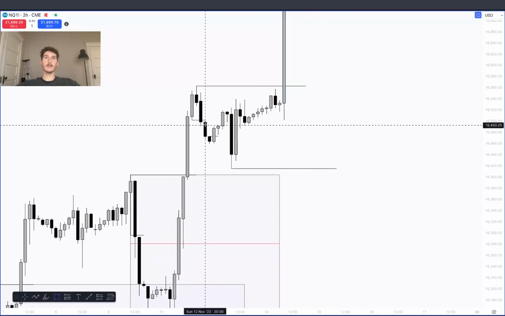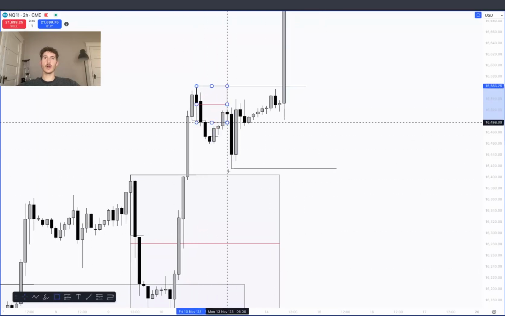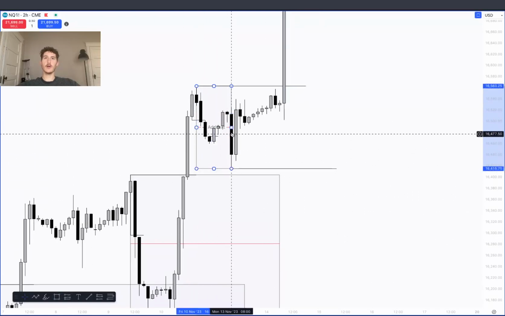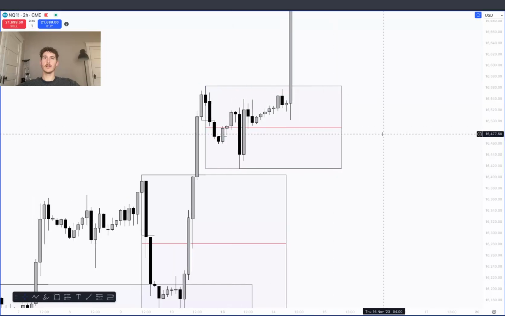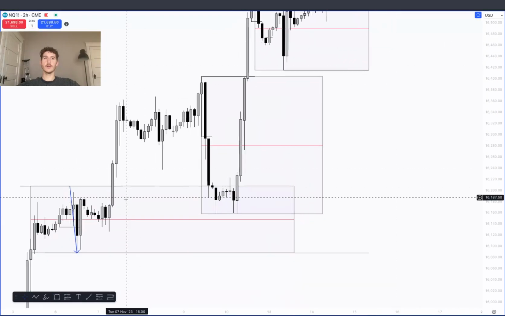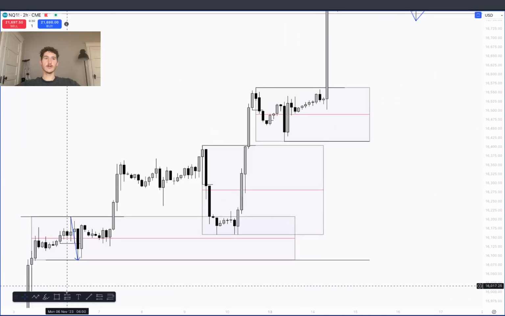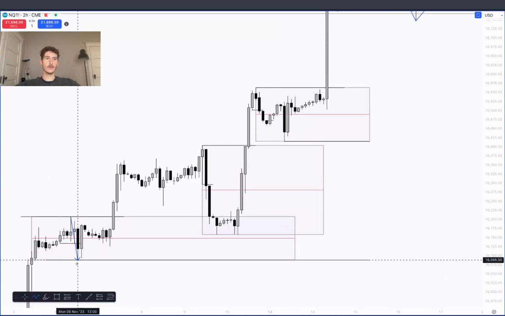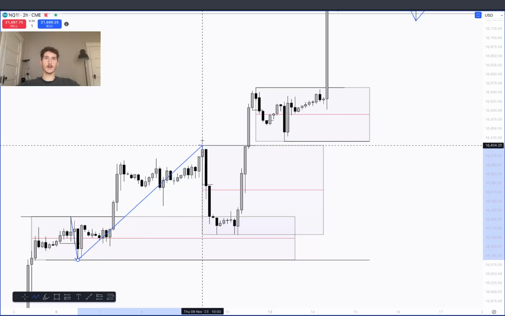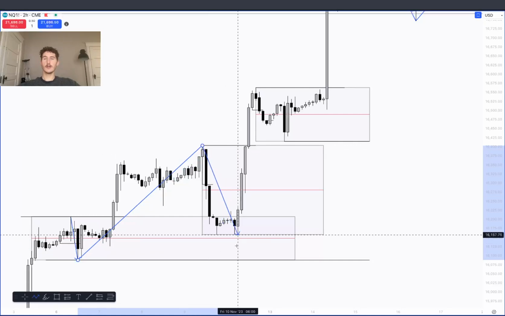So now we have, yet again, another structural swing on the 2 hour. Boom, right there, another structural swing. So I have 1, 2, 3 in a row right there. So let's continue to draw it with our path tool as well. This is how you're going to keep market structure on your chart.